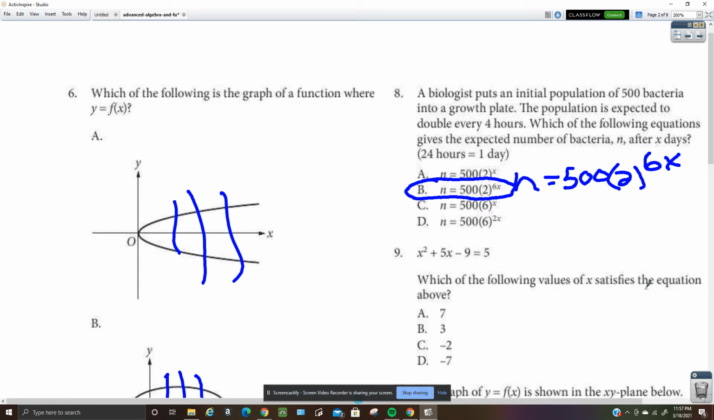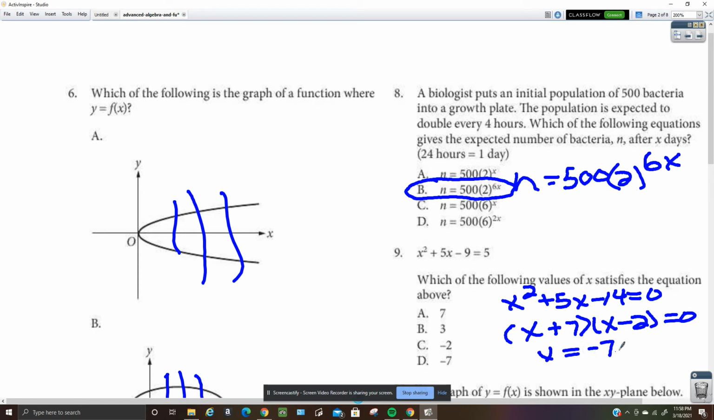So which of the following values satisfy the equation above? So you want to subtract 5 from both sides here. And then factor this. The factors of 14 that give you a positive 5 are 7 and negative 2. So x equals negative 7 or x equals 2. So positive 7, no. 3, no. It's positive 2, not negative 2. So B is the correct answer there.